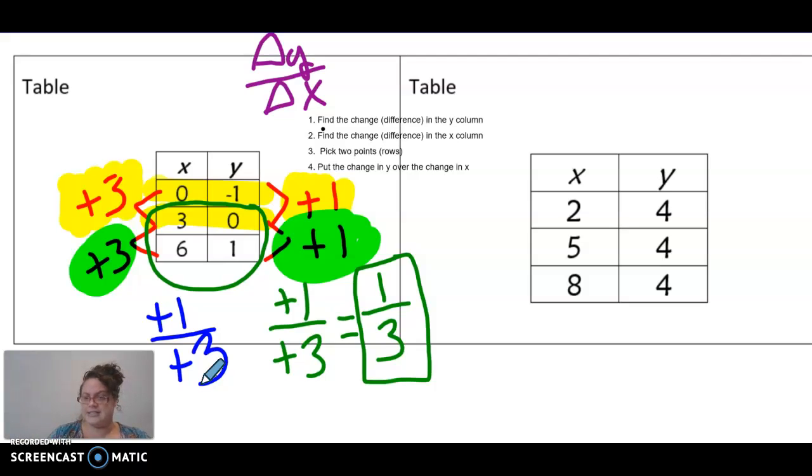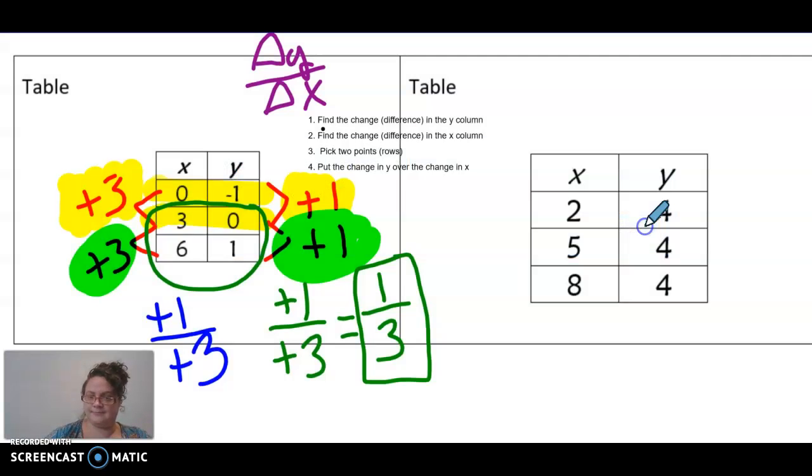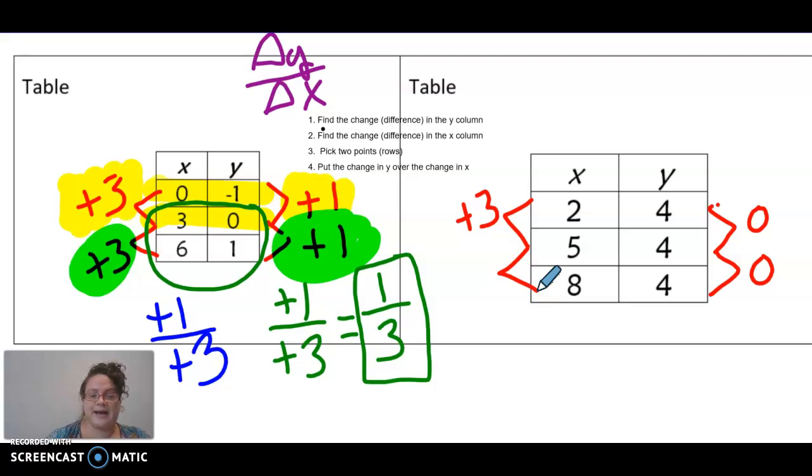All right, let's go ahead to this next table over here. Find the change or difference in the y column. So 4 minus 4 ends up being 0. Now you're going to find the change in the x column. 5 minus 2 is positive 3. 5 minus 8, or I'm sorry, 8 minus 5, positive 3.